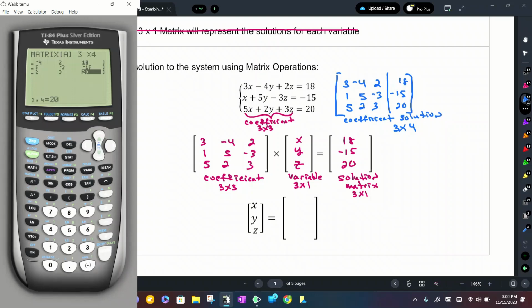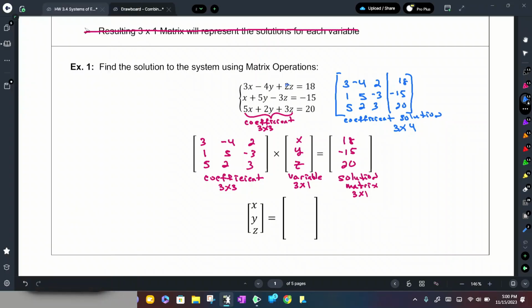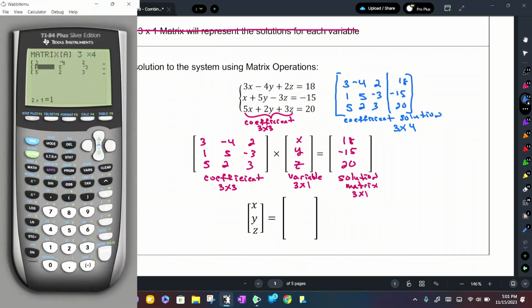It is always a great idea once we enter these numbers into our calculator to double check them. So it looks like we have 18, -15, 20, 2, -3, 3, 4, 5, 2. Let's scroll over this way a little bit. 4, -4, 5, 2, 3, 1, 5. Okay, so we've double checked. We need to input our values in the matrix. If we didn't have this 2z right here, that would have been a 0 instead of a 2. You have to have a placeholder for this to work. You can't leave one of these blank. Your calculator will give you an error.